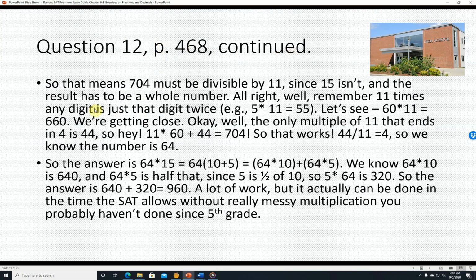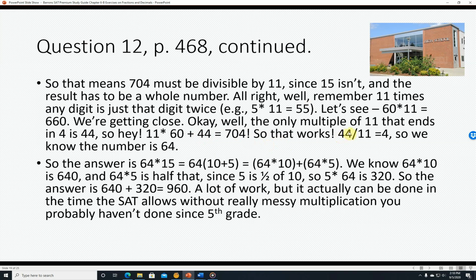Page 468 continued. So that means 704 must be divisible by 11 since 15 isn't, and the result has to be a whole number. All right, well remember 11 times any digit is just that digit twice. So it's going to be 5 times 11 equals 55. So let's see. 60 times 11 is equal to 660, because 60 times 10 is 600, 60 times 1 is 60. So we're getting close. Well, all right. The only multiple of 11 that ends in 4 is 44, so hey, why don't we try that? 11 times 60 plus 44, well, that's going to be 660 plus 44. Hey, that's equal to 704.